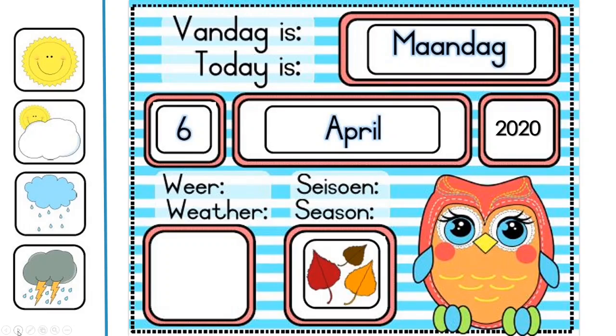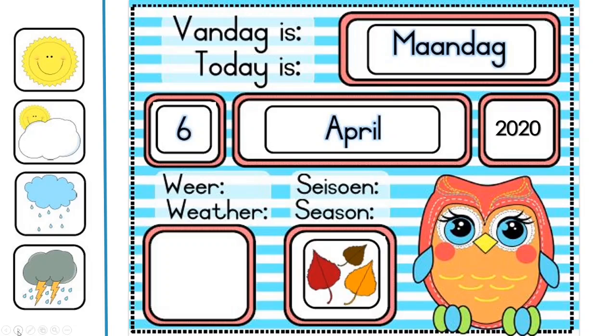Loer gou uit by die venster. Could you take a peek outside your window? Skyn die son? Do you see the sun shining? Is dit gedeeltelik bewolk? Is it partly cloudy? Dalk reën dit. Does it rain? Of dalk is daar 'n groot donderstorm? Maybe there's a thunderstorm outside. Die seisoen is herfs. The season is autumn.